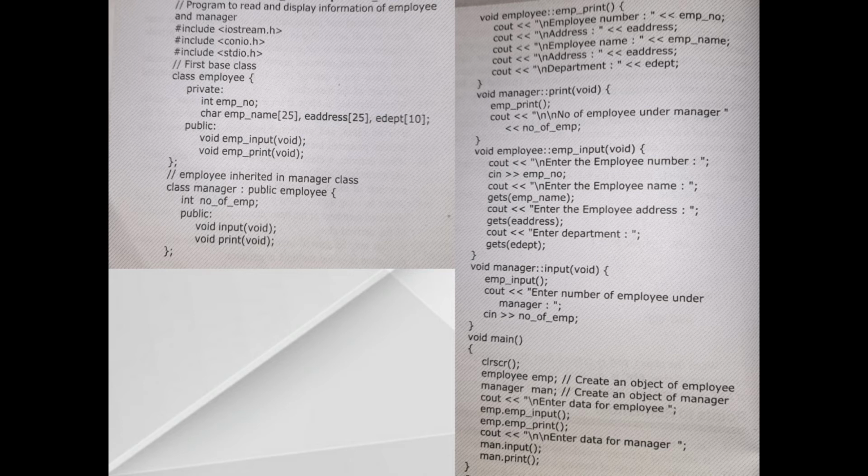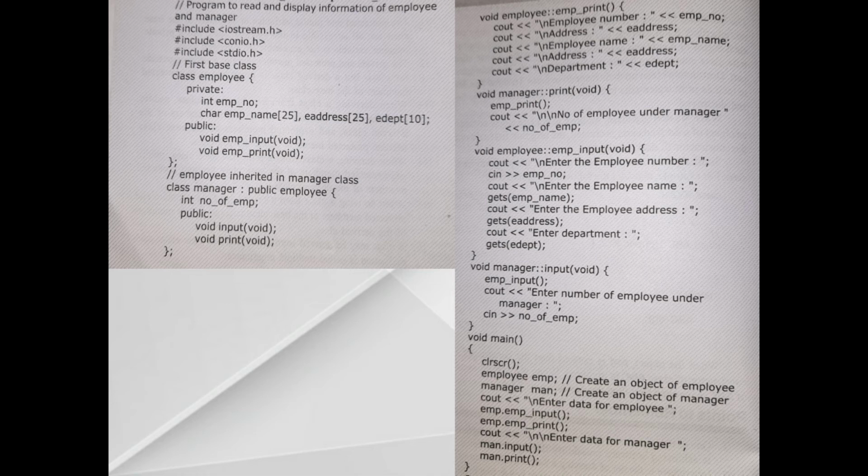Then you have the class manager. The class manager is inheriting from the employee class. That is signified using the colon: class manager : public employee. This denotes that the class manager is inheriting from the class employee, and the public after the colon means that the class manager has public access to the employee members.